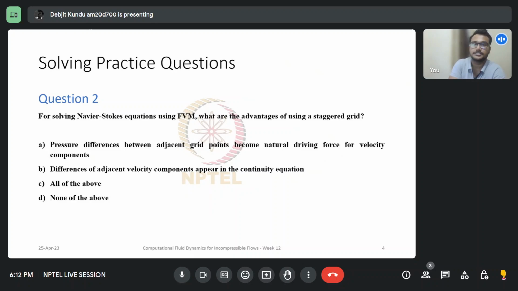So this is question number 2 of today's session, which is asking us that for solving Navier-Stokes equations using finite volume method (FVM), what are the advantages of using a staggered grid? Is it option A, that pressure differences between adjacent grid points become natural driving force for velocity components? Option B, differences of adjacent velocity components appear in the continuity equation. Option C, all of the above, that is both A and B. Or is it option D, none of the above? It is neither of A, B, or C.